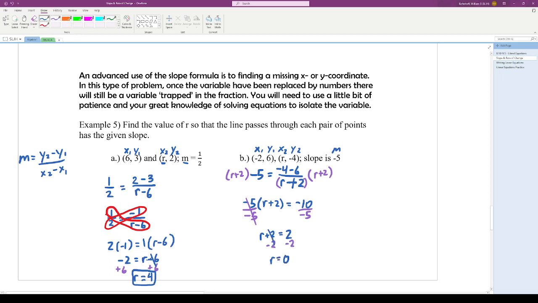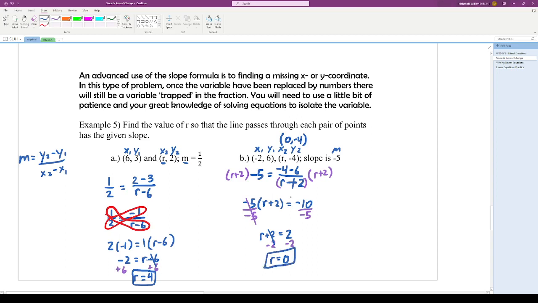That's not the same as there being no r, that literally means r is equal to 0. So our missing point, our second point, would have been (0, negative 4). So when y is negative 4, our x value on our graph would be 0. So that's how we solve those kinds of problems.